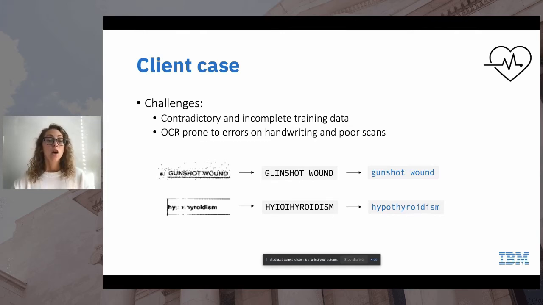And then because of the nature of some of the scans that we were working with, the OCR was producing some errors with poor scans or perhaps great scans, but poor handwriting. And you can see some examples here. So actually, to address that, the first thing we did is make sure that we had a spell check layer that we could feed the text through before we even got to any classification to correct for those small OCR errors.